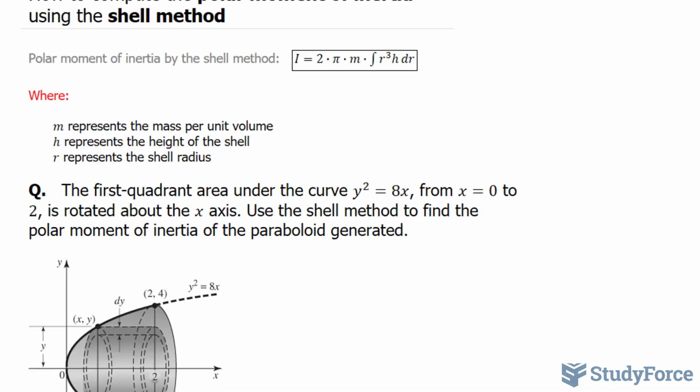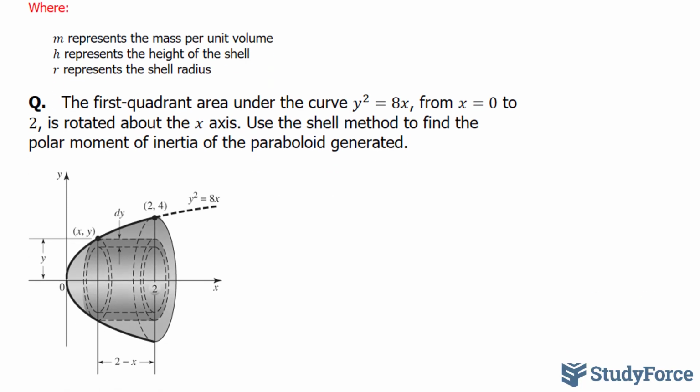The question reads: the first quadrant area under the curve y squared is equal to 8x, from x equals 0 to 2, is rotated about the x-axis. Use the shell method to find the polar moment of inertia of the paraboloid generated.